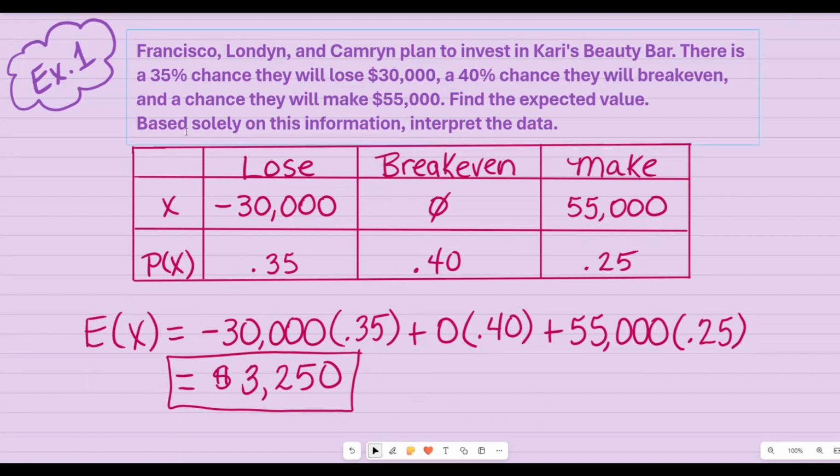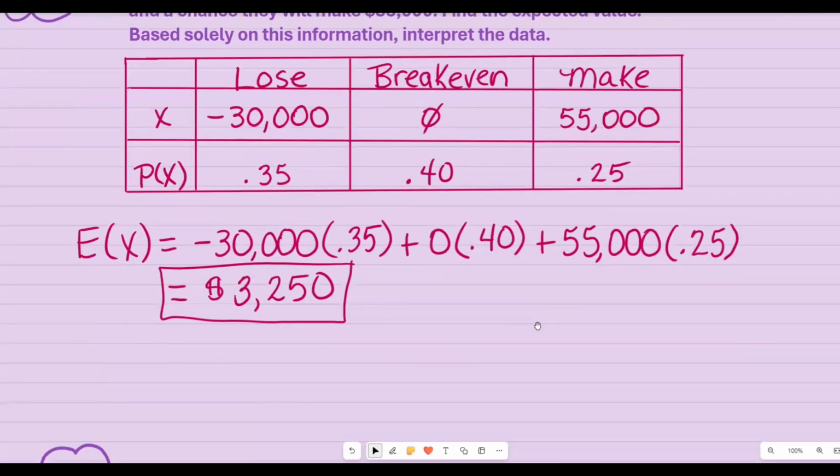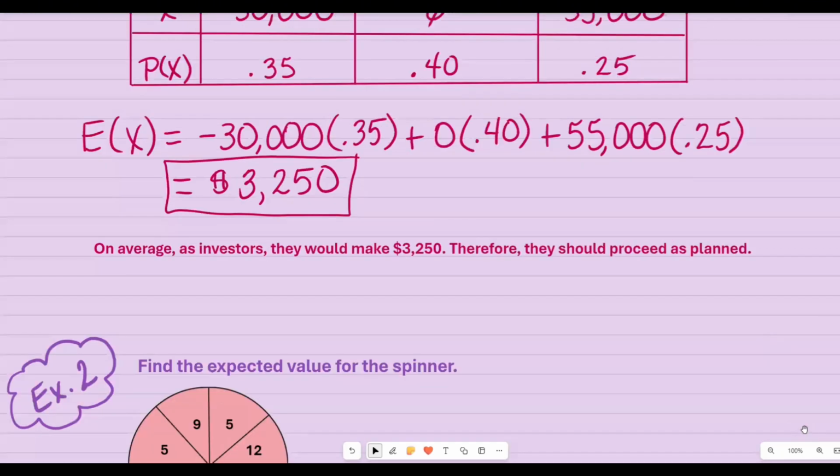So now I'm asked to interpret the data. What that means is, on average, as investors, they would make $3,250. So they should proceed as planned.